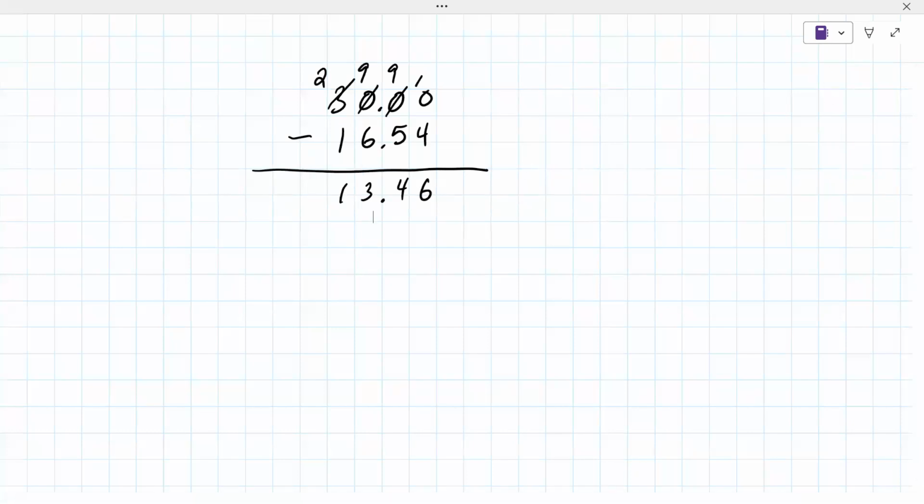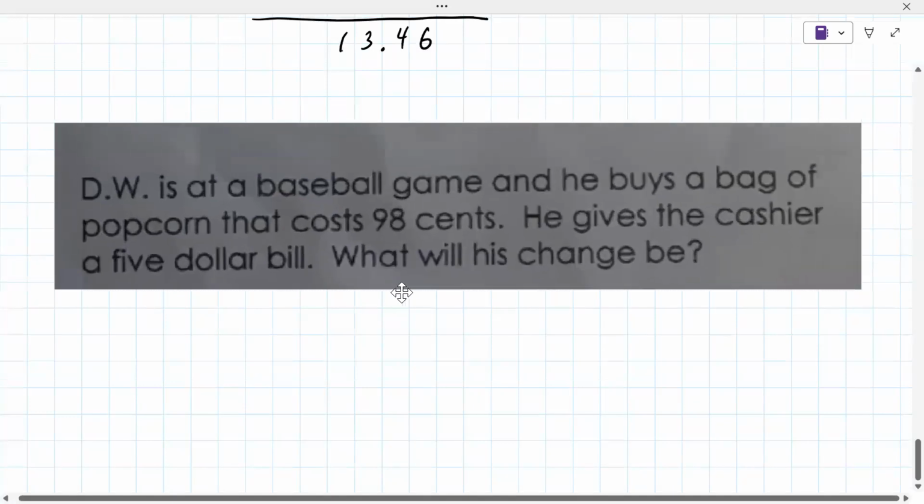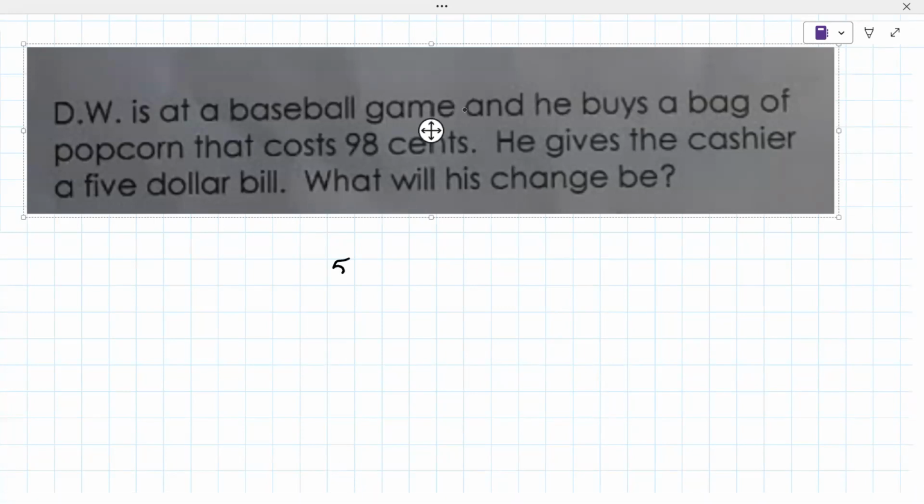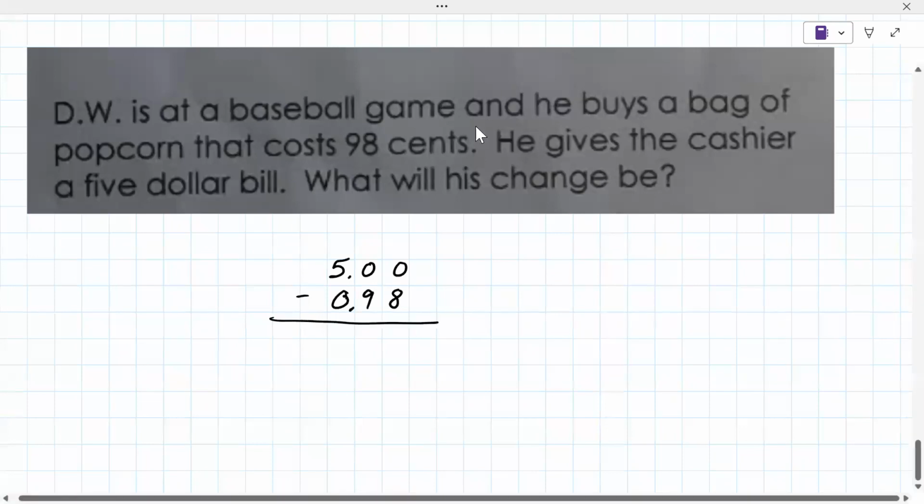All right, let me set up this last one for you. Okay. So there's another word problem here. It says DW is at a baseball game and he buys a bag of popcorn that costs 98 cents. He gives the catcher a $5 bill, so it's a $5 bill. Take away 0.98. So this is just like the previous problems. What do you do? What's the problem here?